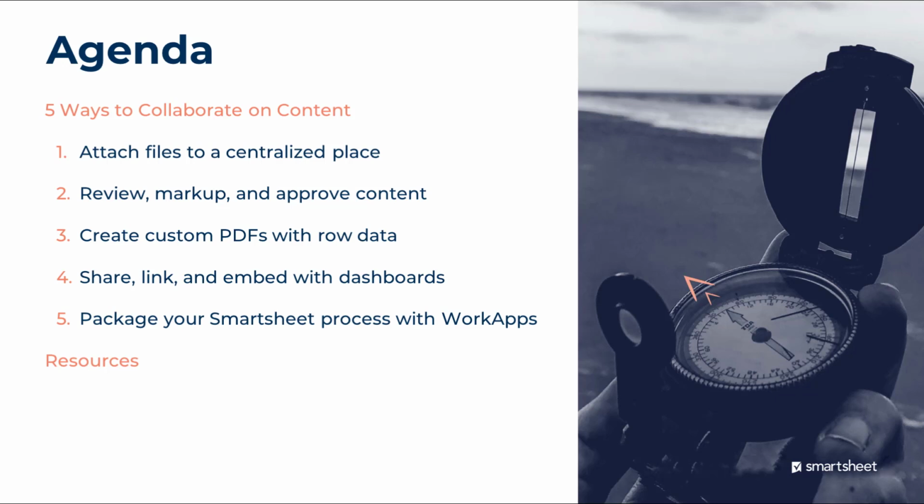So we'll take a look at really starting at the basics, attaching files to a centralized place, so you're no longer thinking about where is that file related to the work that I'm managing in Smartsheet. We'll then take it a little bit further and think about content processes. And this is going to focus on actual content approvals and markups, going from the planning of content to actually having something approved and ready to use.